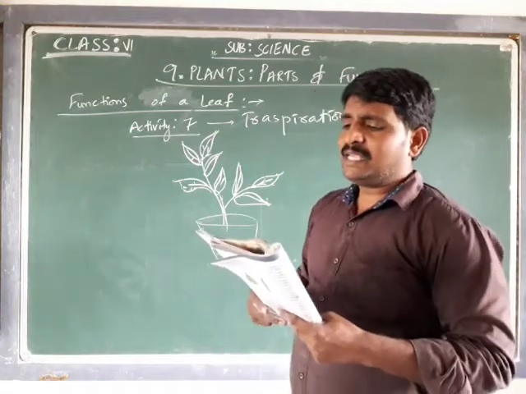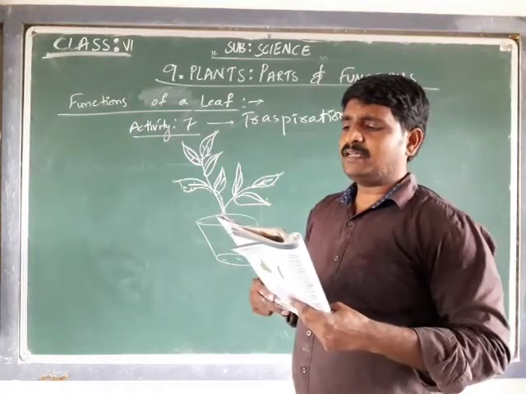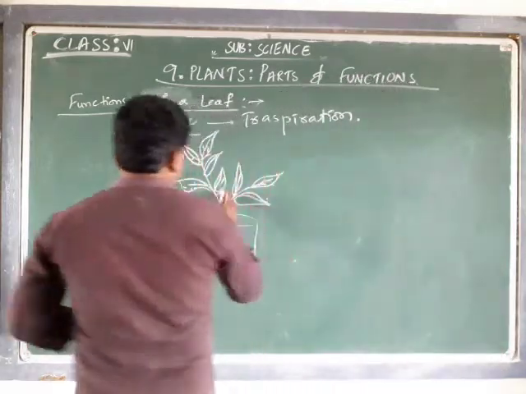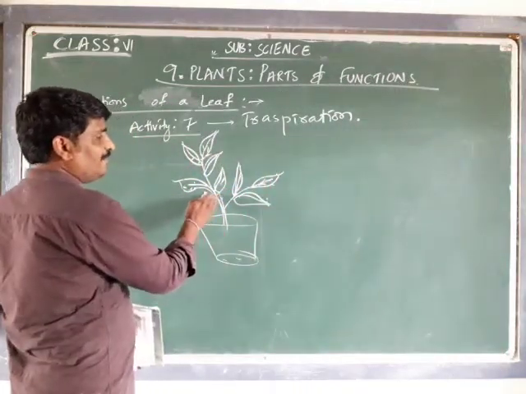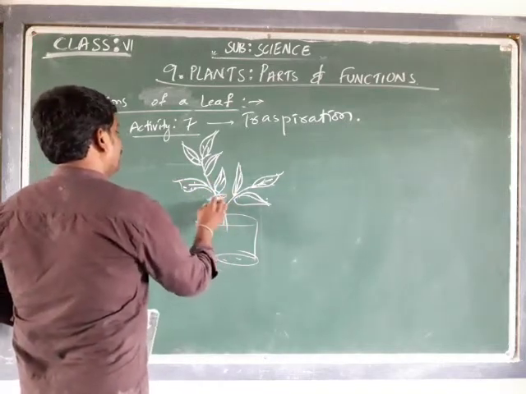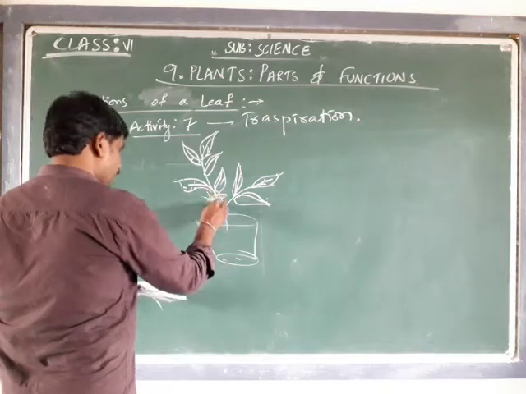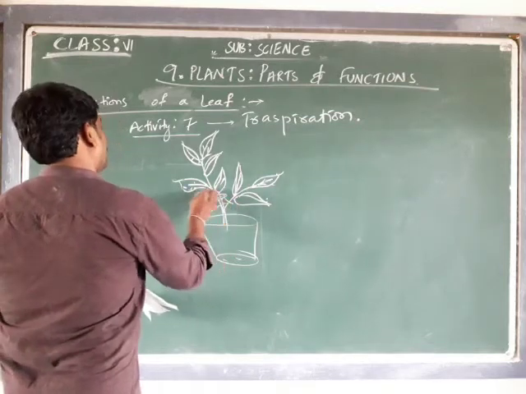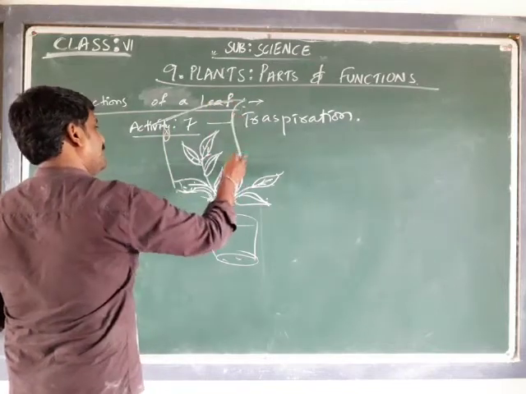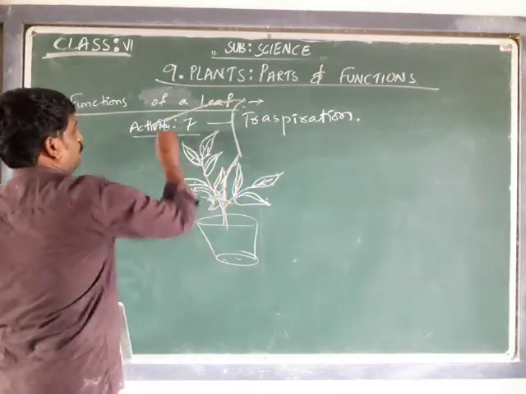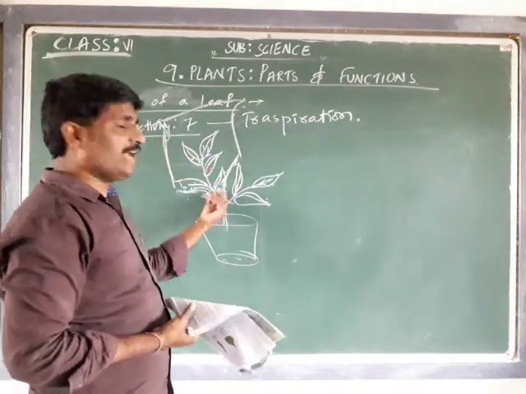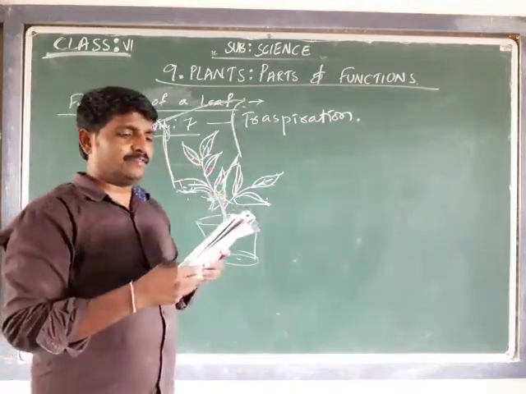Now enclose a leafy branch of the plant in a polythene bag and tie up its mouth. We have to select a leafy branch of this plant, and we have to cover this leafy branch with a polythene bag, and we have to tie the mouth of the bag.